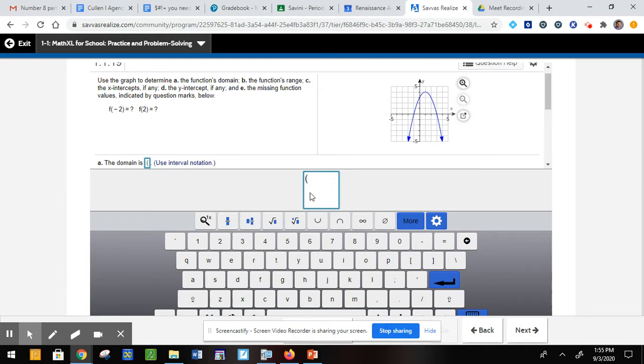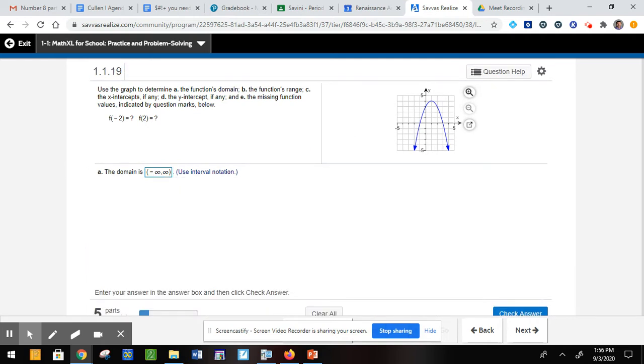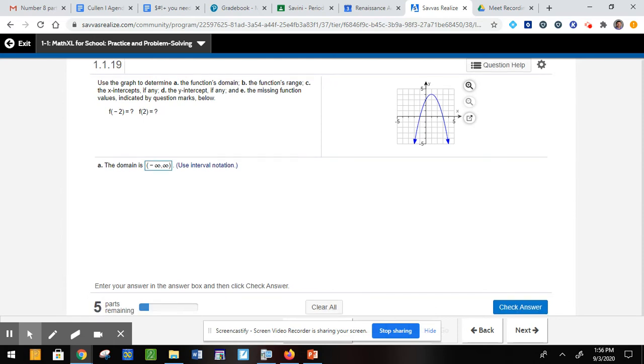Again, it's parentheses here because you never put brackets around the infinity. So just in general, parentheses don't include the number in the interval, brackets include it. So you can't include infinity. All right, so we're going to check our answer on that.